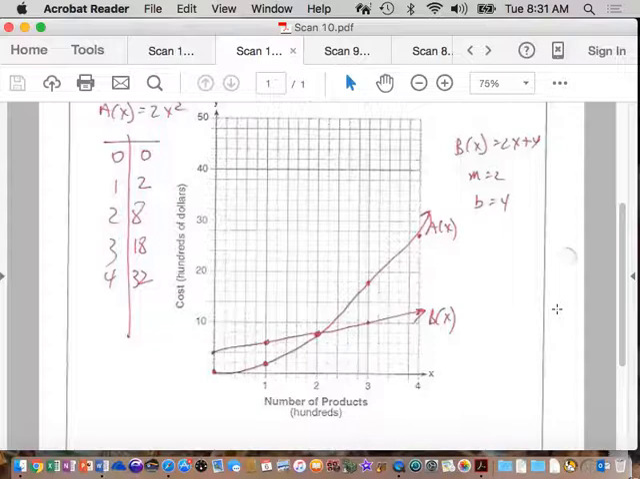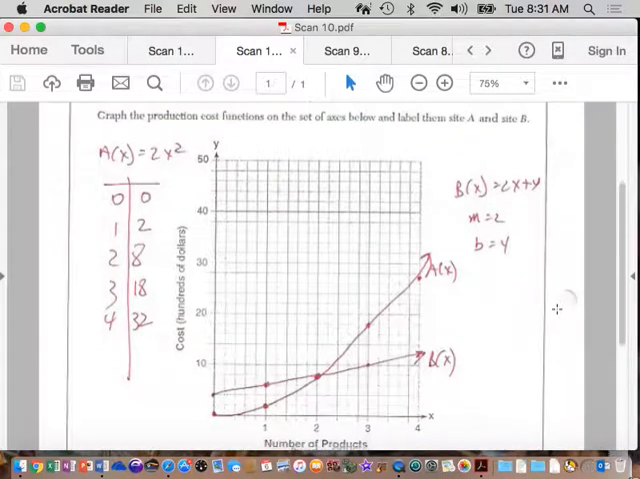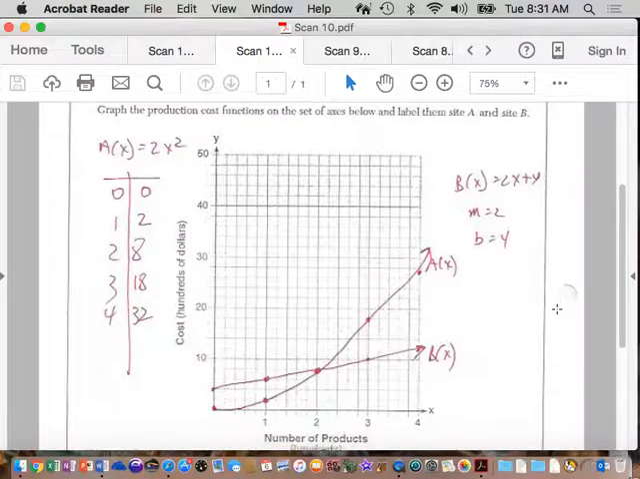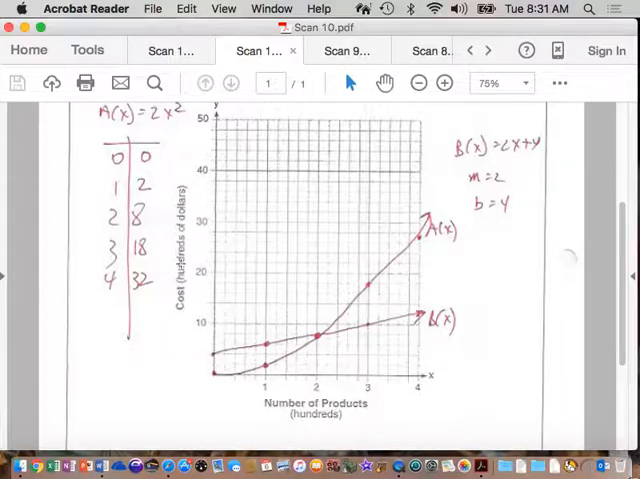And anytime you do a question like this, you should kind of like, when you're doing first aid, you always are told to survey the scene. Check it out. So let's survey the scene here. This is cost on this axis, and it's in terms of hundreds of dollars. And this is the number of products, and it's in terms of hundreds.